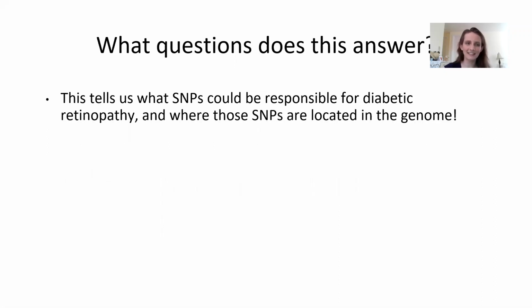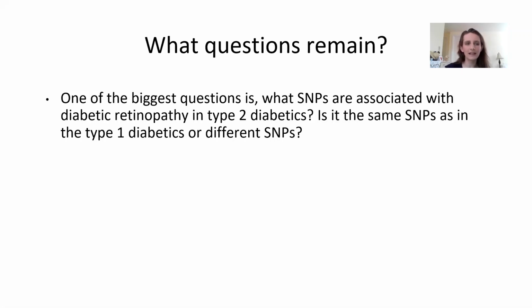So what questions does this answer? This tells us which SNPs could be responsible for diabetic retinopathy and where those SNPs are located in the genome. And what questions remain? One of the biggest questions is what SNPs are associated with diabetic retinopathy in type 2 diabetics? Is it the same SNPs as in type 1 diabetics, or is it different? That will need to be found out in another study.